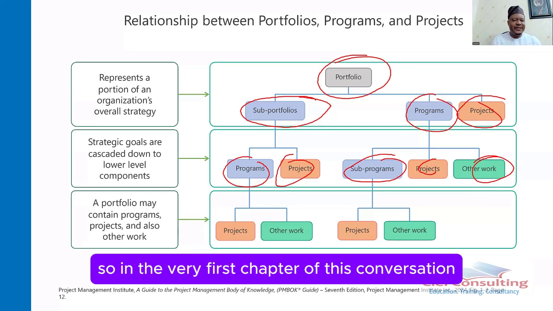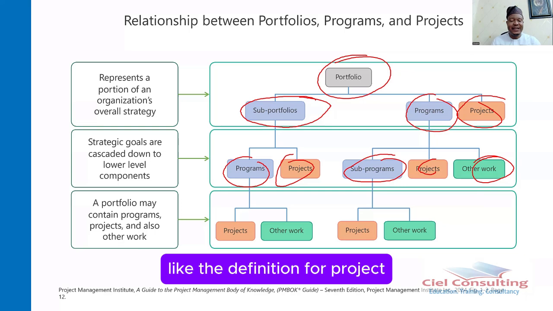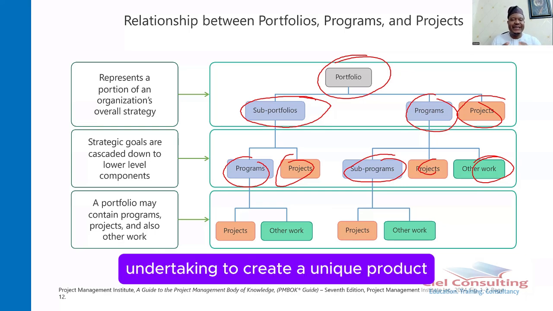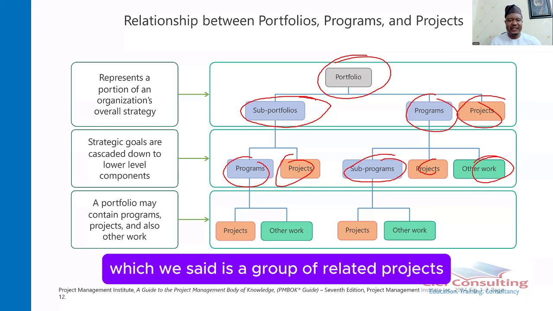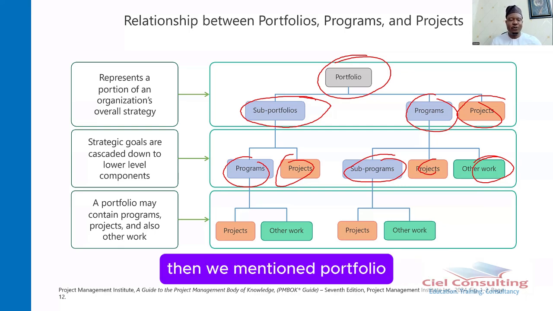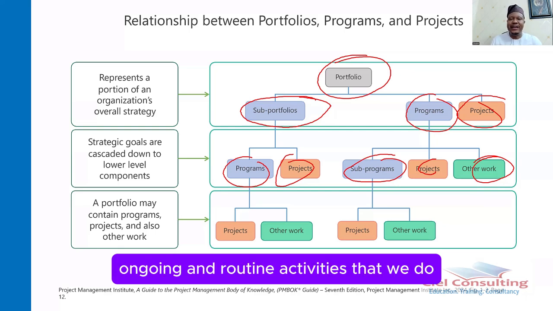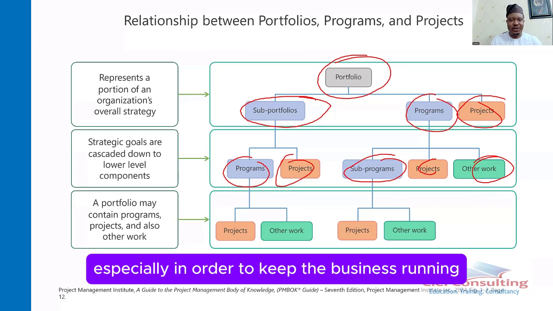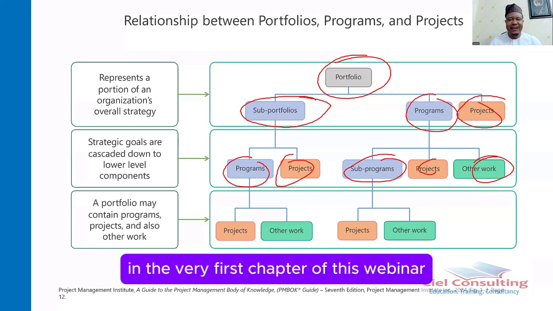So in the very first chapter of this conversation, we took a look at key definitions, like the definition for project, which we said is a temporary endeavor undertaken to create a unique product, service, or result. We also talked about program, which is a group of related projects. Then we mentioned portfolio, which is a combination of both projects and programs. We also talked about operations, which are a set of continuous, ongoing, and routine activities that we do, especially in order to keep the business running. All of these and many more were part of what we discussed in the very first chapter of this webinar.